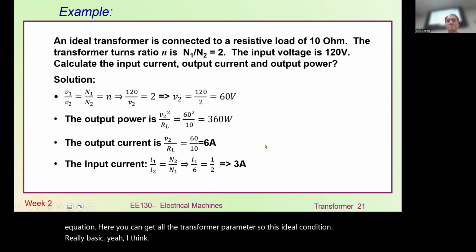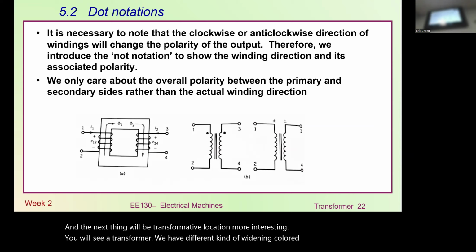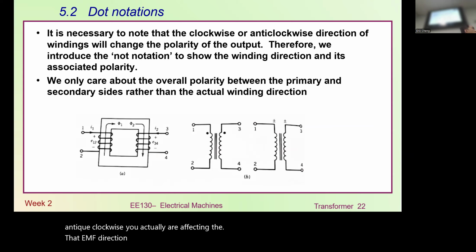No ambiguity. And the next thing will be transformer dot location, which is more interesting. In a transformer we have different kinds of winding, clockwise and anti-clockwise. This actually affects the EMF direction, the induced EMF voltage polarity. So when we have a transformer like this, if I show input voltage positive here, then depending on the winding pattern, you also have positive polarity here.